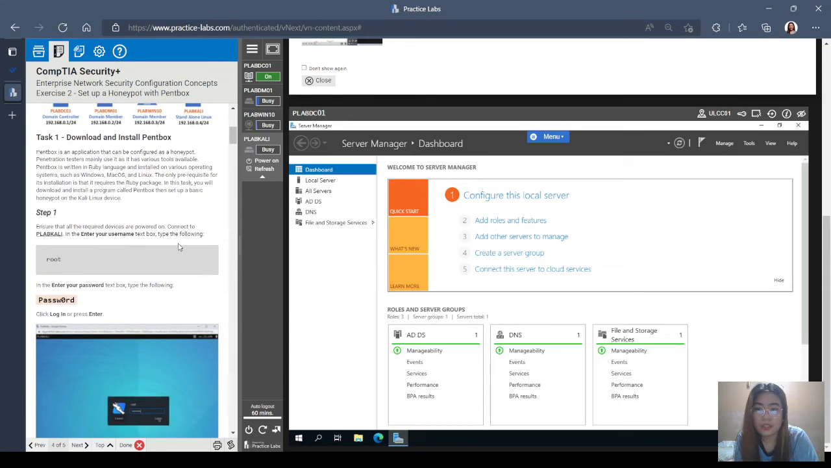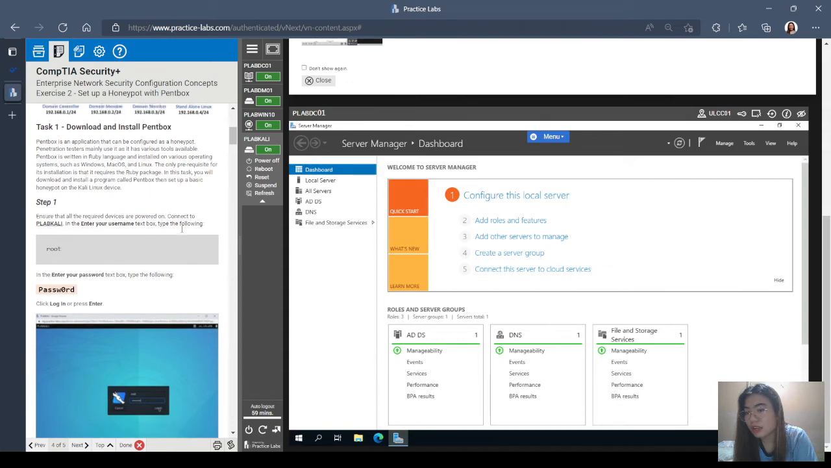Task 1. Download and install PentBox. PentBox is an application that can be configured as a honeypot, mainly used by penetration testers. It has various tools available. PentBox is written in Ruby language and can be installed on various operating systems such as Windows, Mac OS, and Linux. The only prerequisite for its installation is that it requires the Ruby package. In this task, you will download and install a program called PentBox, then set up a basic honeypot on the Kali Linux device.